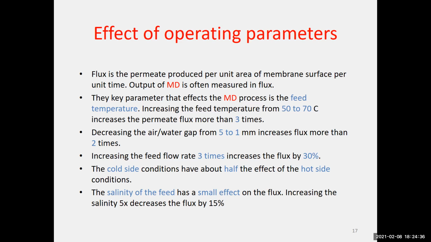The cold side also has an effect. The colder the temperature of the condensation, the bigger the temperature difference, the bigger the pressure difference, the more vapor that can occur. However, the cold side effects are less significant compared to the hot side effects. So hot side temperature is the most influential, while hot side flow rate, cold side flow rate, and cold side temperature have less effect. Salinity of the feed is not a significant factor.